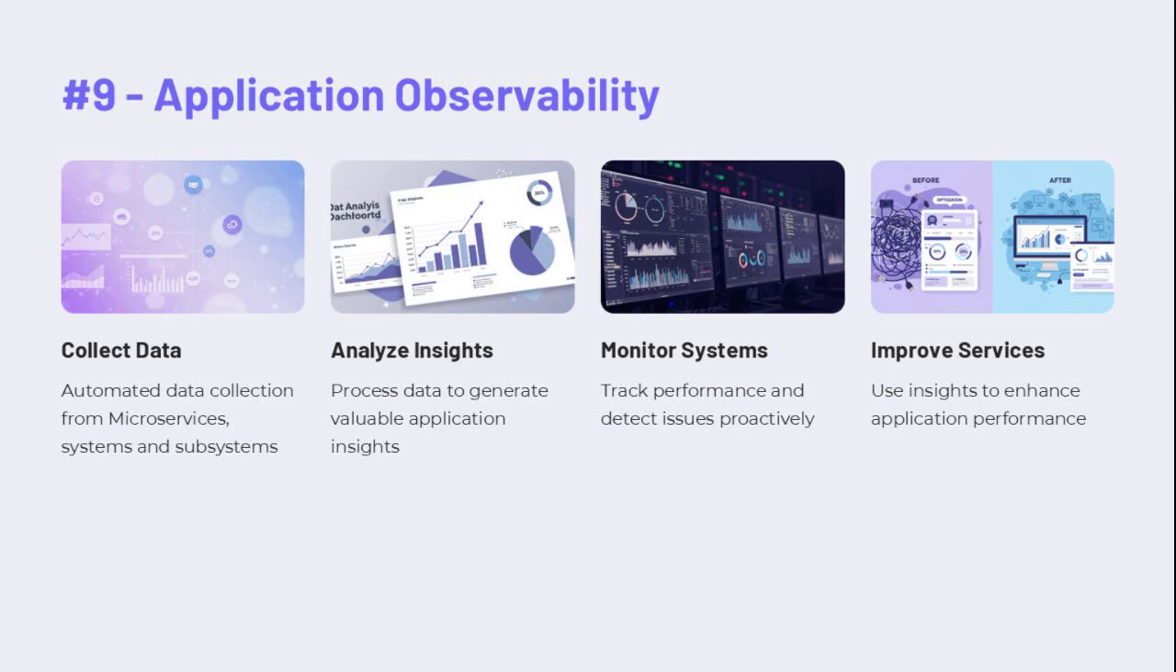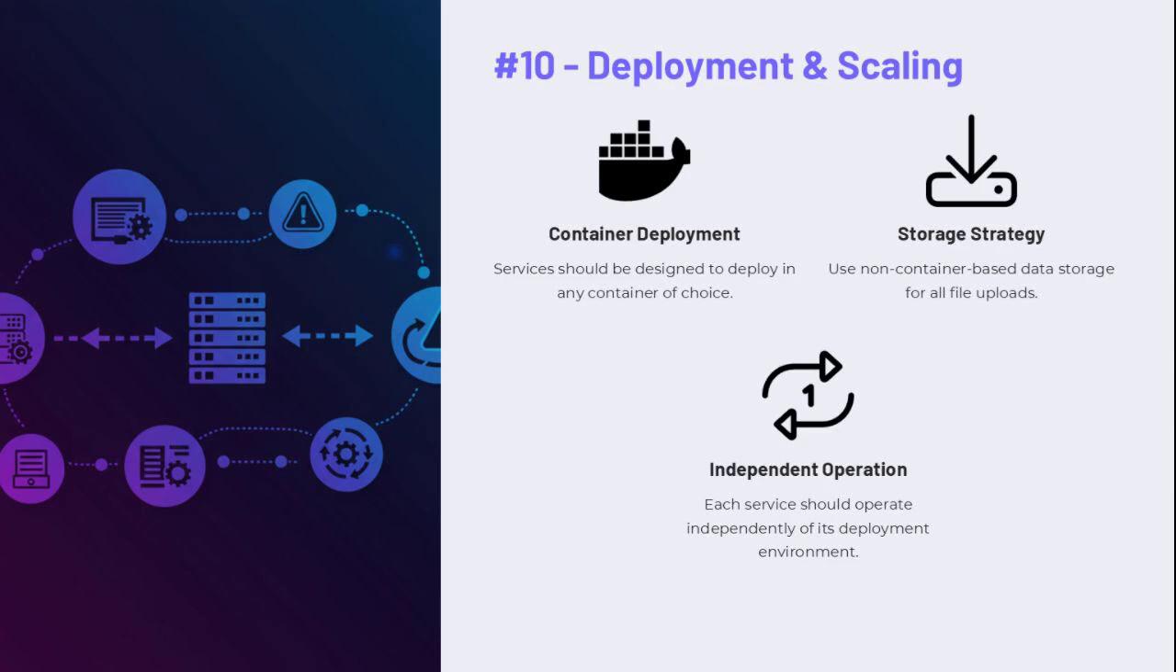Application observability is achieved by collecting automated data from microservices, analyzing insights to generate valuable application insights, monitoring systems to track performance and detect issues proactively, and using insights to enhance application performance. Deployment and scaling involve container deployment, designing services to deploy in any container of choice, using non-container-based data storage for all file operations, and ensuring each service operates independently of its deployment environment.